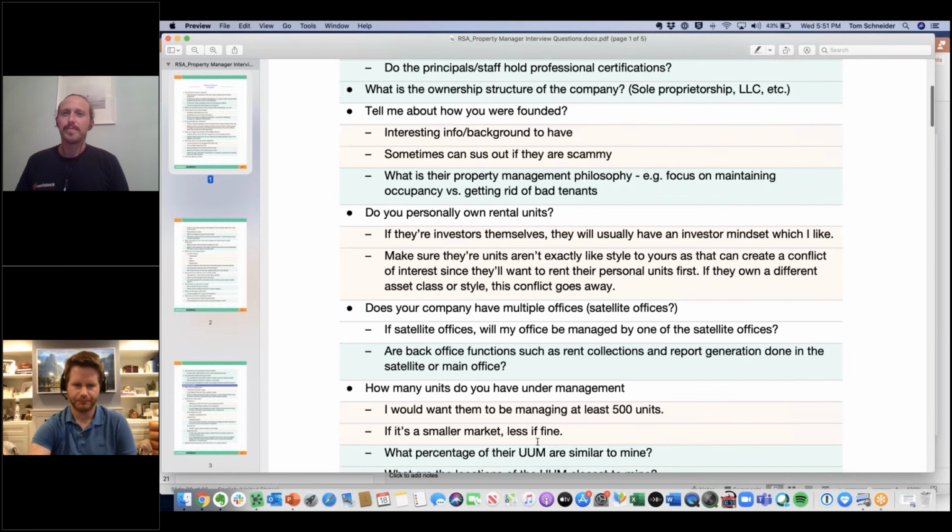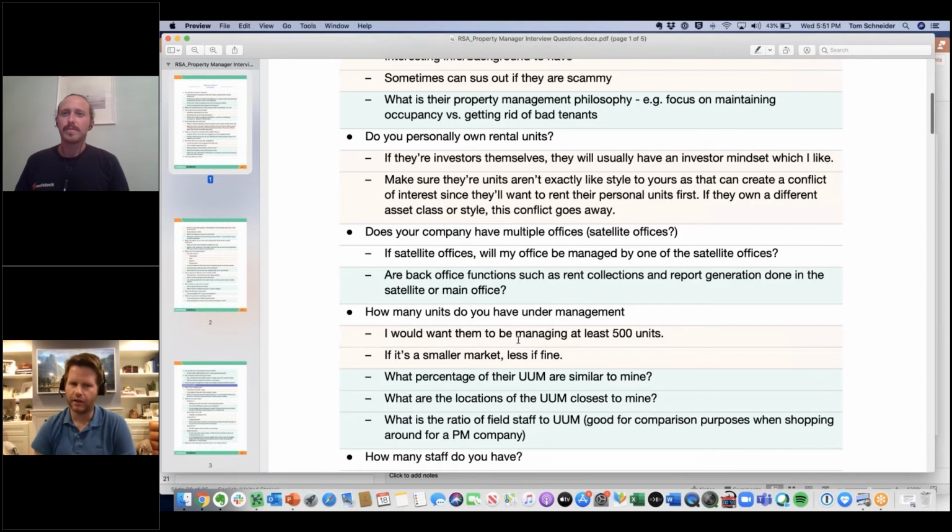Super good point. Another one is, how many units do you have under management? That's a good question. I typically invest in larger markets, so I would expect there to be more, being in the Atlantas and Orlandos and those bigger markets, but smaller markets are totally great as well.